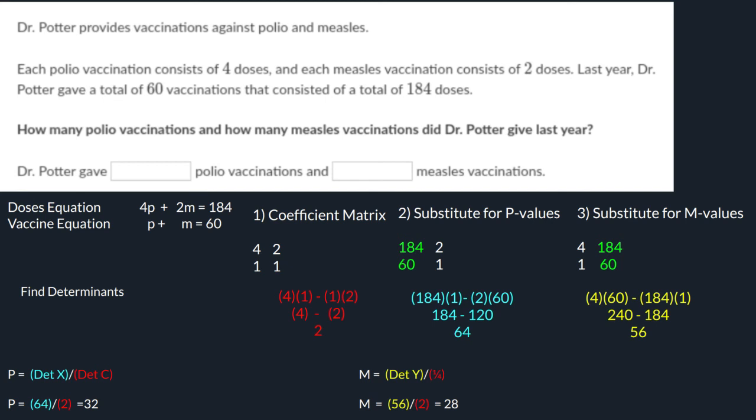And if you take 32 and 28, you can plug them back into the equations up here, and you're set. 32 and 28 gives you 60. If you multiply 32 times 4 and double 28 and get the sum, that'll also be 184.